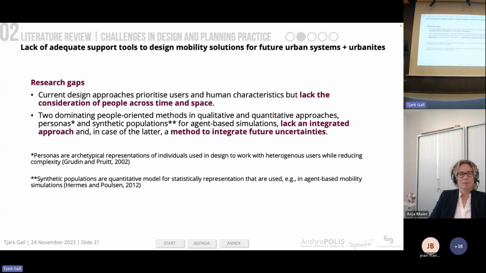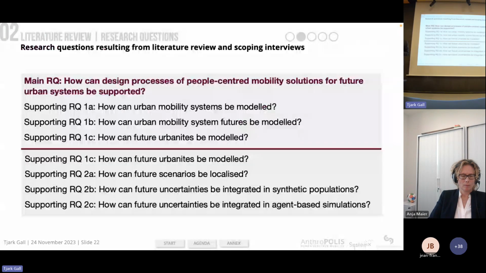The research gaps in this case are the lack of consideration of people across time and space as introduced, and the approach to combine different models of urbanites. In particular, what we focused on was personas and synthetic populations. I'll introduce them in more detail later, but the idea is that personas are archetypical representations of user groups within the society, and they are primarily used in the design context. Synthetic populations are more from the quantitative side, from the simulation side, used, for example, in agent-based mobility simulations.